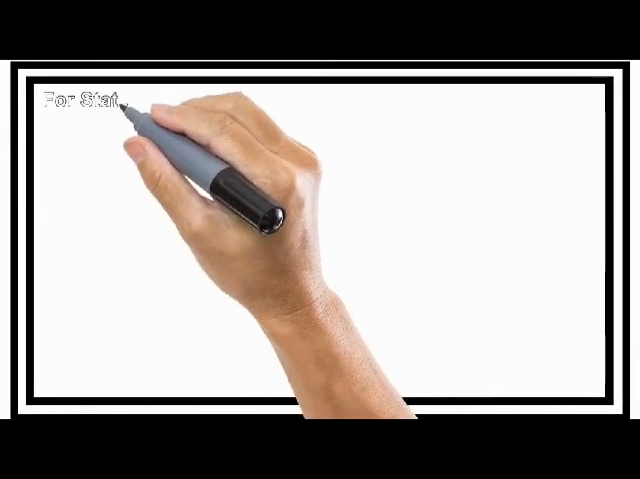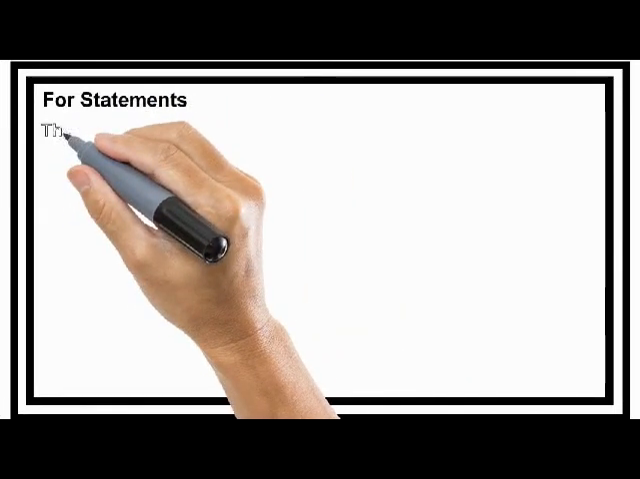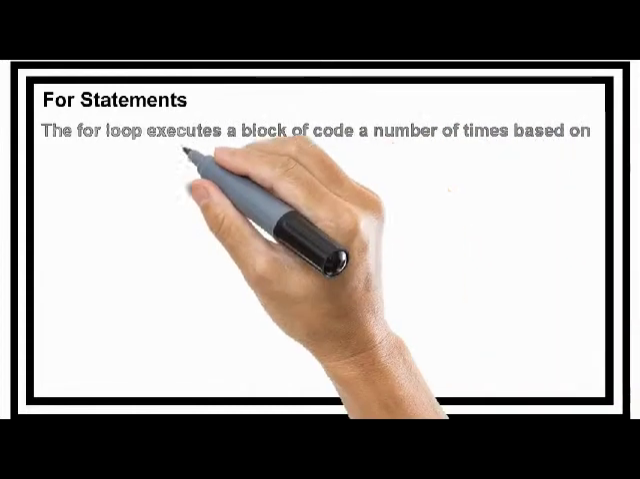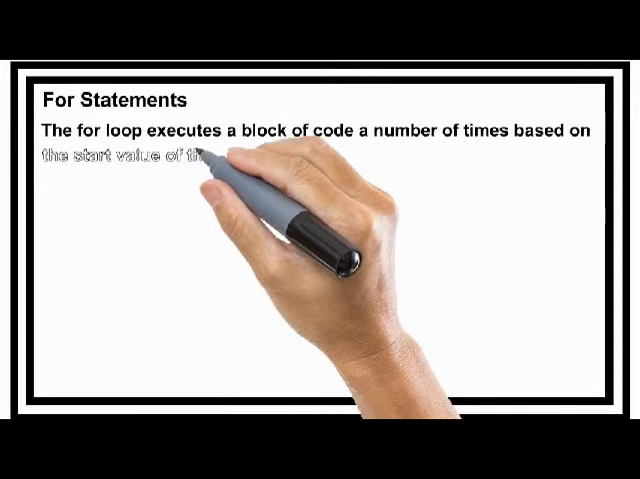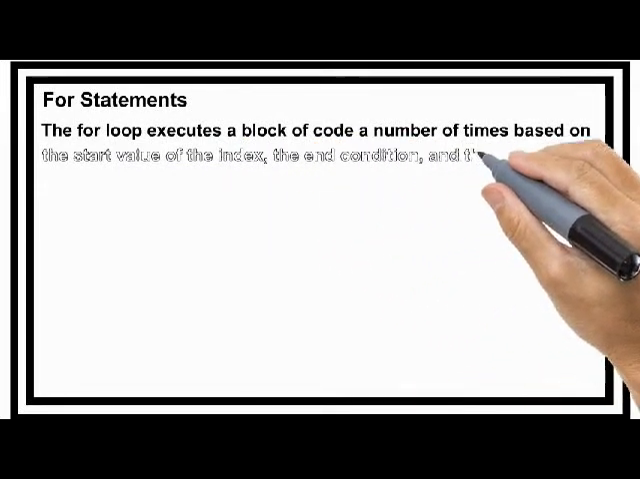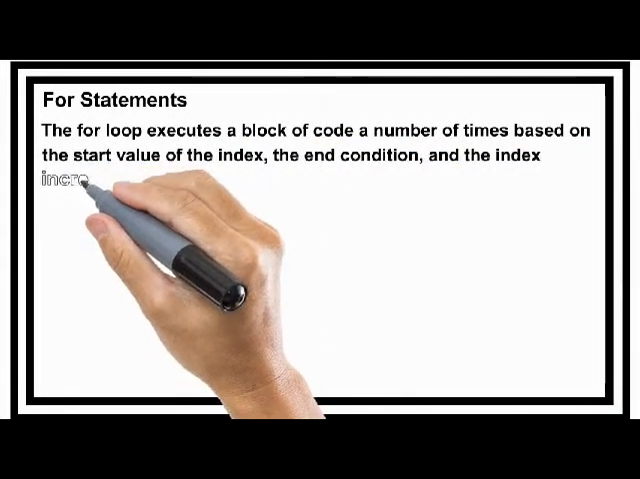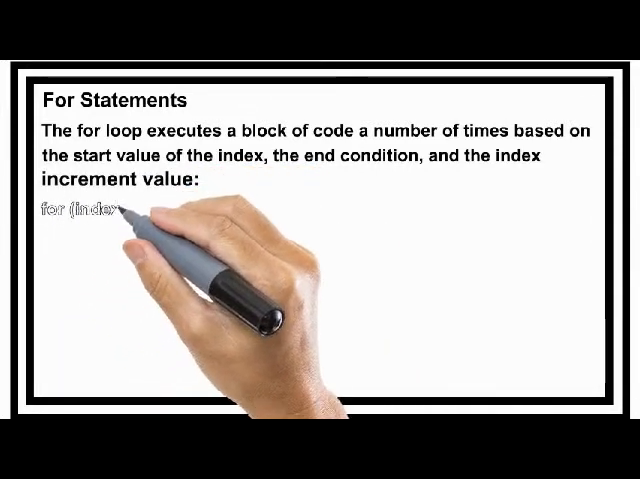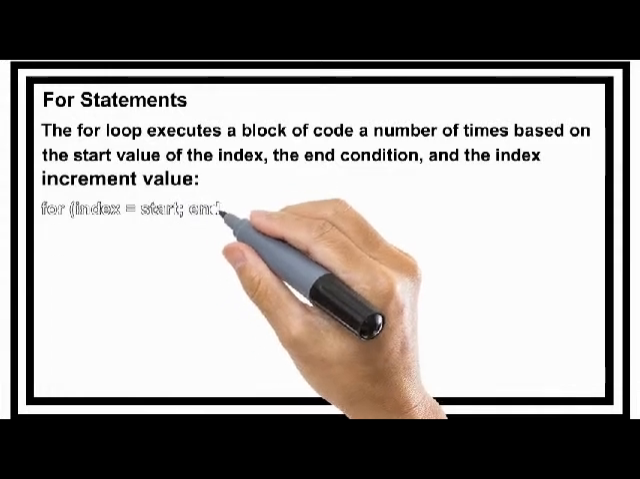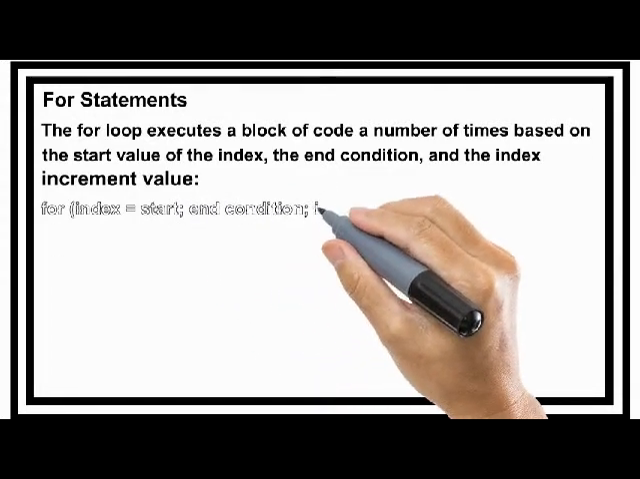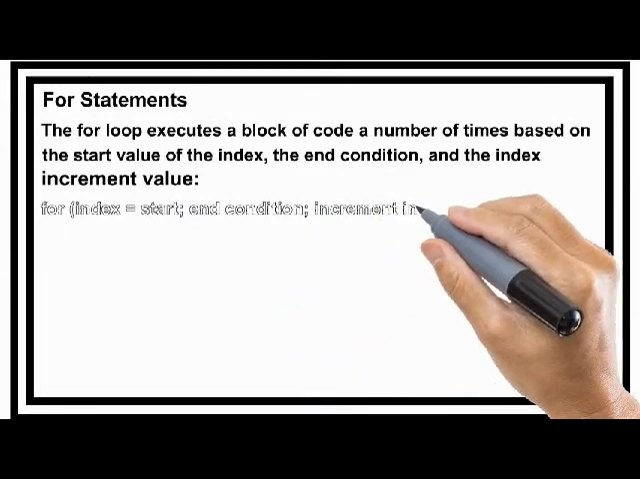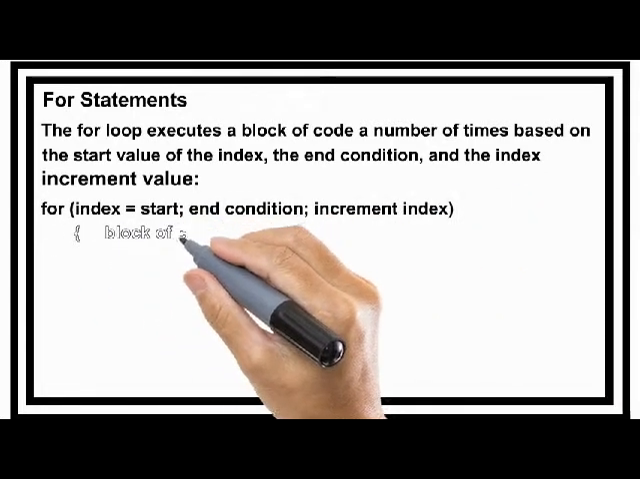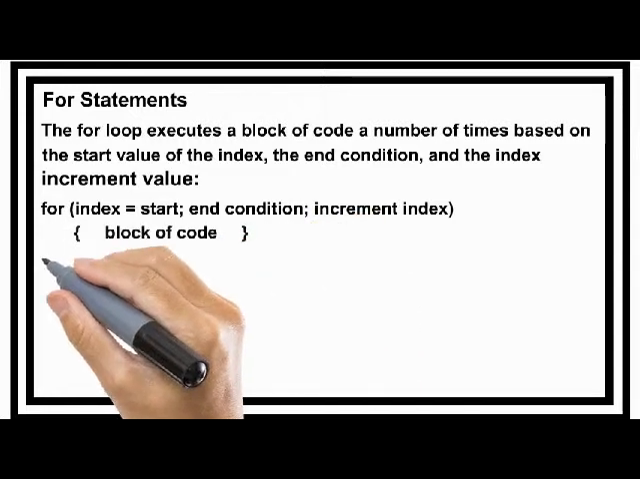For statements. The for loop executes a block of code a number of times based on the start value of the index, the end condition, and the index increment value. For left paren, index equals start semicolon, end condition semicolon, increment index right paren. Left curly brace, block of code, right curly brace.